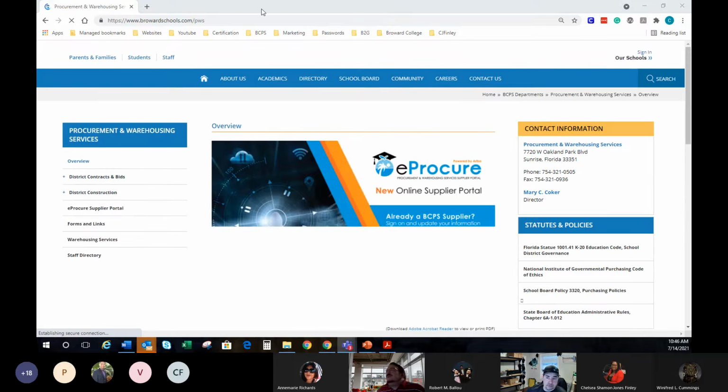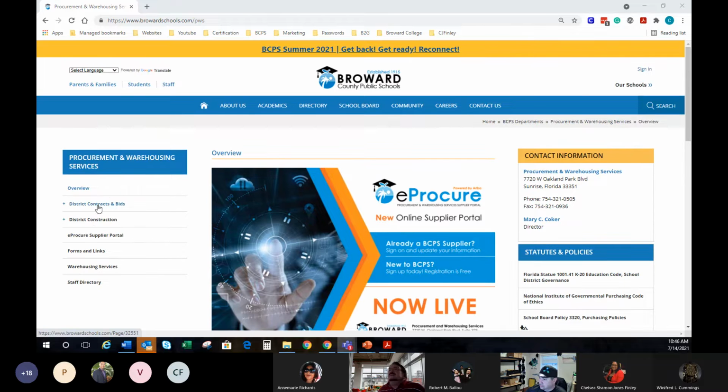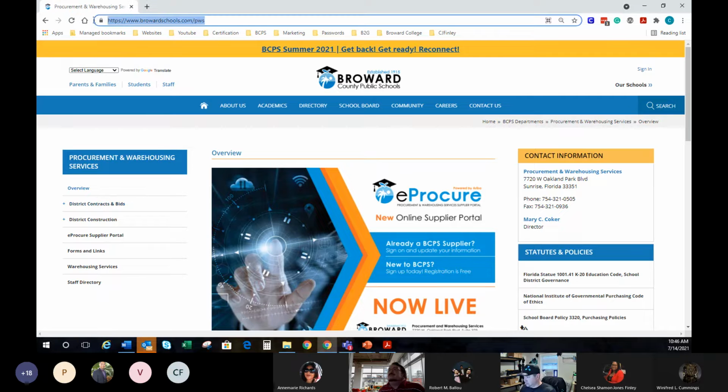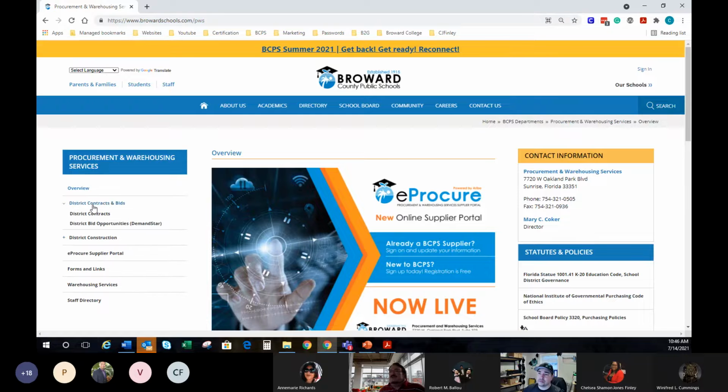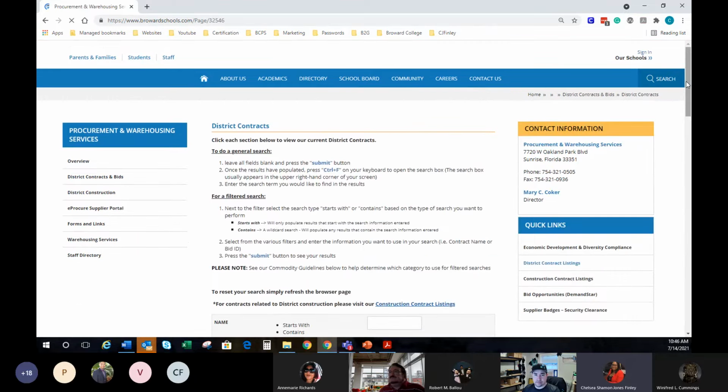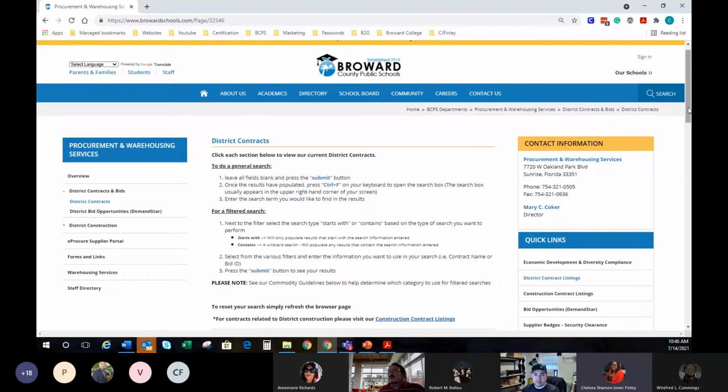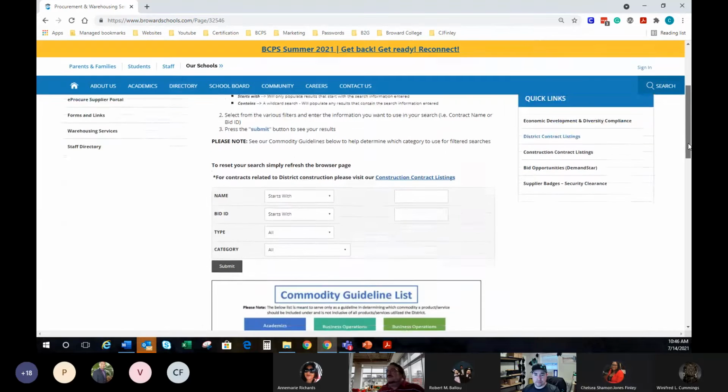Okay, they're bringing up what is basically, and you can see at the top here, the link, www.browardschools.com/PWS. That is the start to go to our procurement and warehouse services website. Now, what I was just discussing, you'll want to go over here under district contracts and bids to click on district contracts. Okay, so you'll want to scroll down farther.